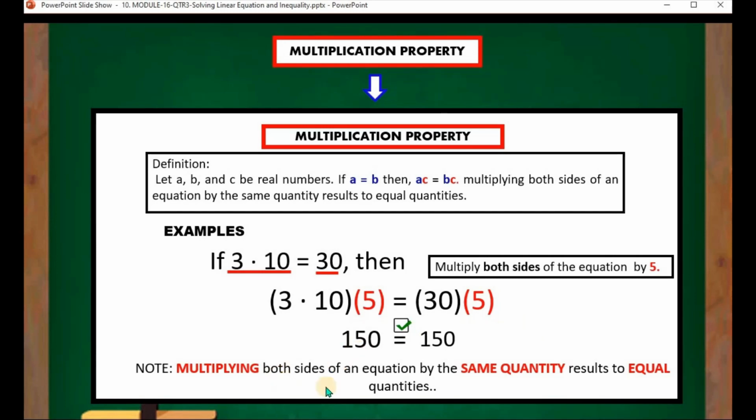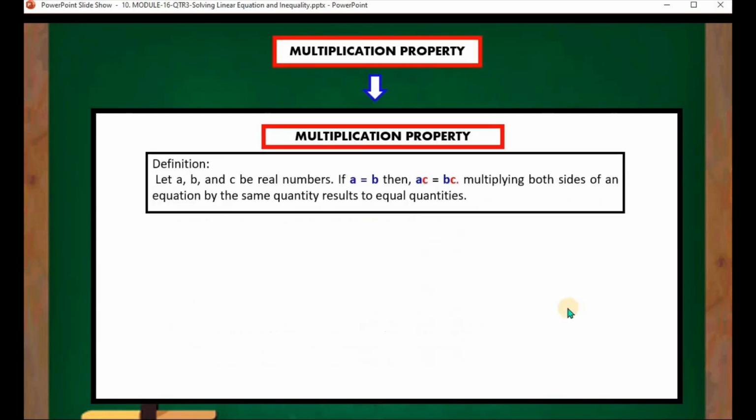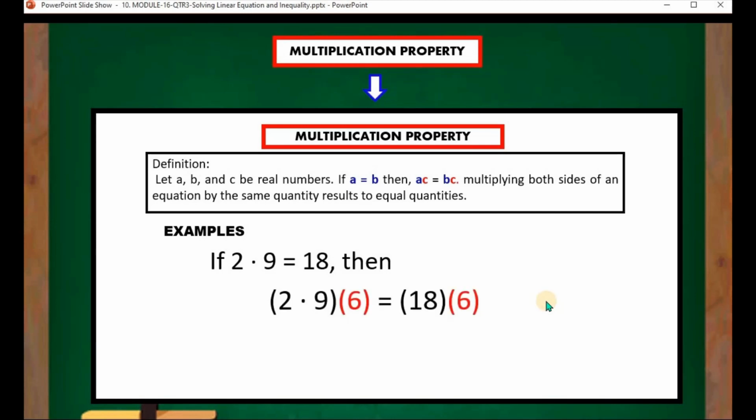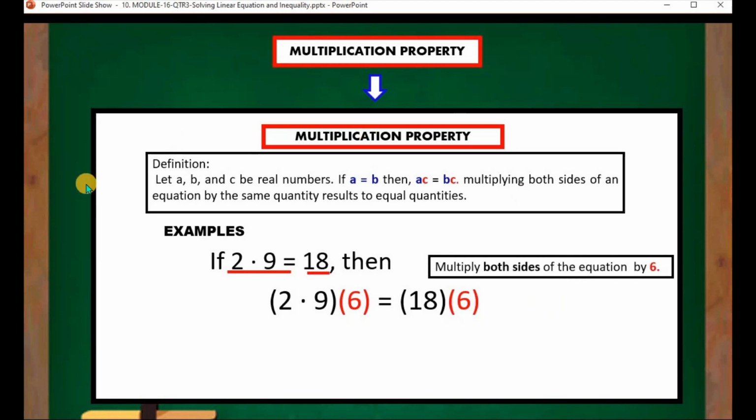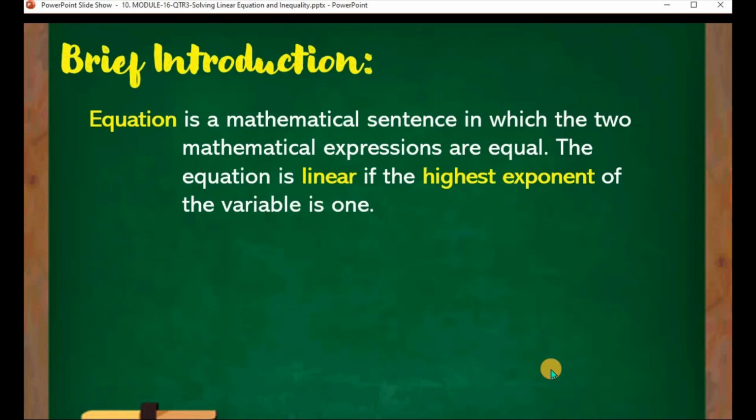So, multiplying both sides of an equation by the same quantity results in equal quantities. That's called the multiplication property of equality, or MPE for short. Now, as for division, it is also under this. But there are some cases in the book where it is called the division property of equality. So, if you divide on one side, you also divide on the other side. If you multiply on the right by 6, you multiply on the other side by 6 so that you will be able to make your equation balance. That is called MPE.